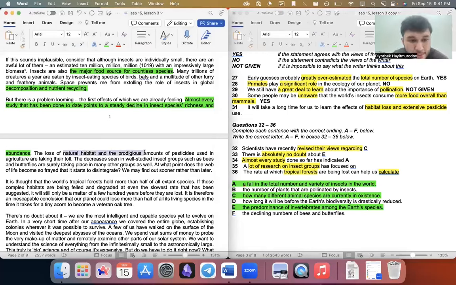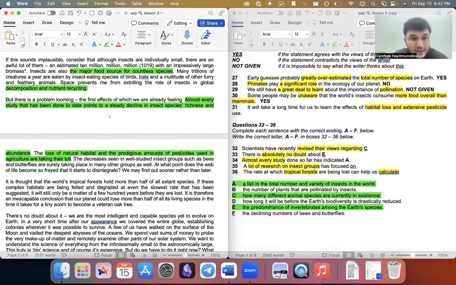The loss of natural habitat and prodigious amounts of pesticides used in agriculture are taking their toll. Prodigious, what does prodigious mean, guys? Prodigious means a lot. Yes, somebody said huge. Yes, huge amounts. Taking their toll, take a toll means negative impact.